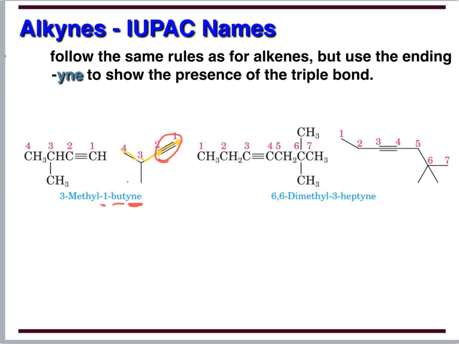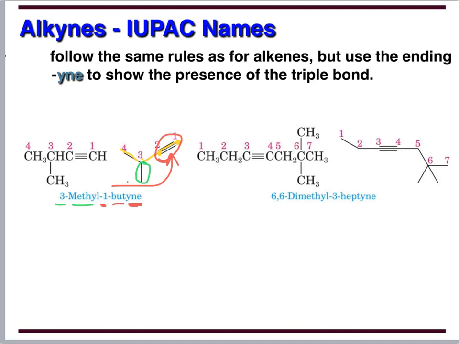Again, I indicate the location, so it's 1 because it happens at carbon number 1. And then I take a look at my branches. I've got that methyl group hanging off at carbon number 3, so it's 3-methyl-1-butyne.